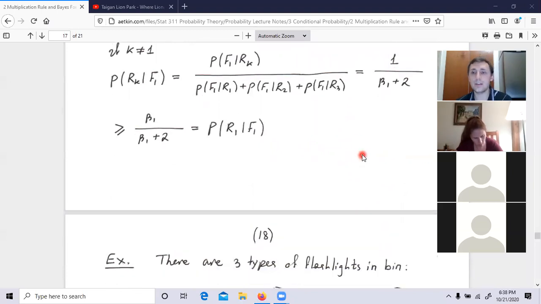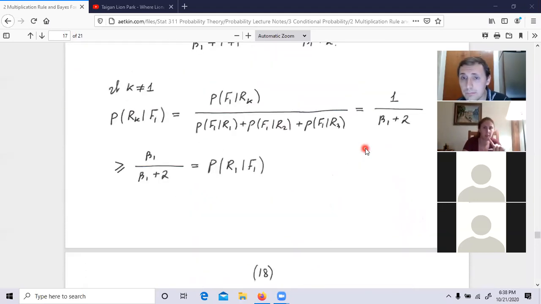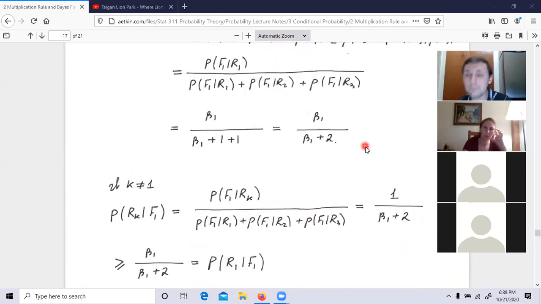Good. So here is another problem, guys, of the same type. Quick question about the one before. Why is the probability of P of F1 given R2 and F1 given R3 both 1?